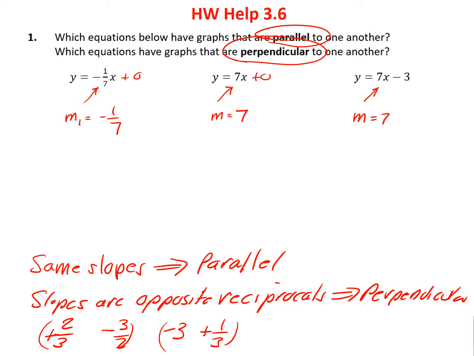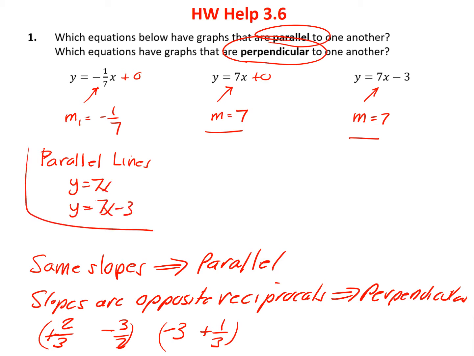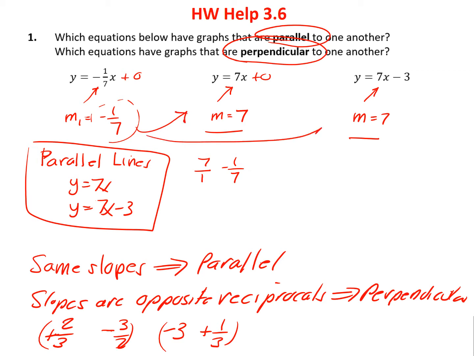So notice when I'm looking for parallel lines that have the same slope, I have it here and here. So the parallel lines are y equals 7x and y equals 7x minus 3. So that's the answer to the first part of the question. And then notice here, the opposite of 7 can be written as 7/1, so the opposite reciprocal will be -1/7. So that means this one is perpendicular to that one and that one.